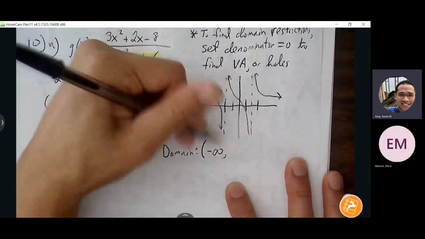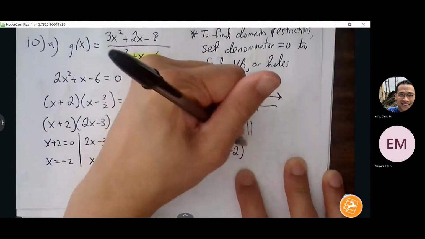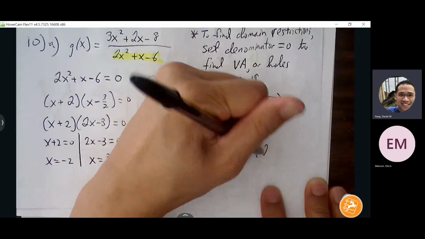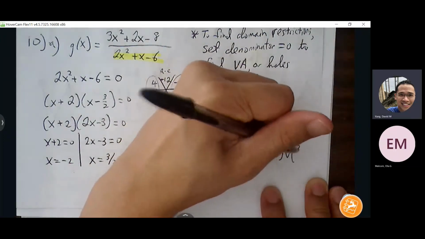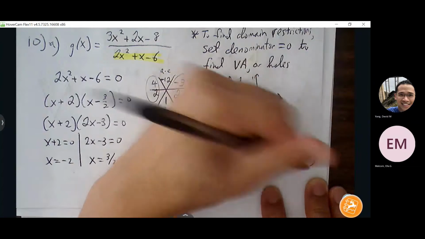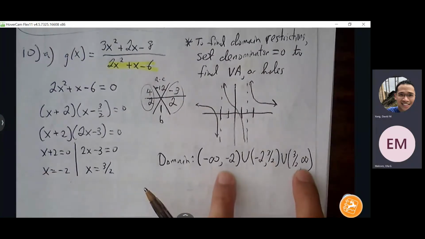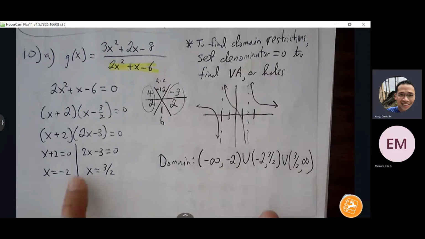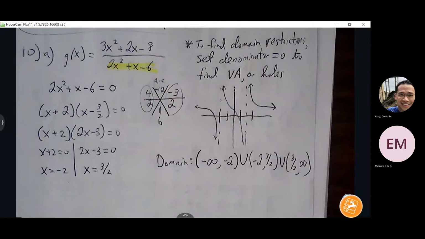-infinity to -2. We experience a break. And then from -2 to 3/2, we experience a break. And then from 3/2 to infinity. So this is the way that we can say all real numbers except for these two numbers, except for these two x values.